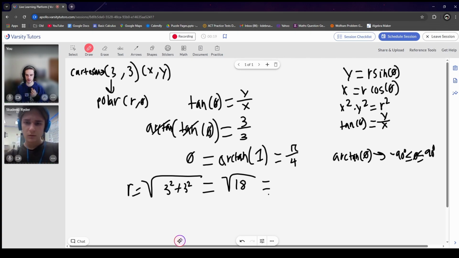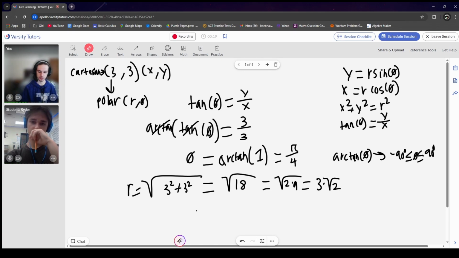Wait, what? It says times. Oh, sorry, I wrote that wrong. Okay, I was confused for a second. Yep, normal Pythagorean theorem. So square root of 18. Then we can separate this to be 2 times 9. And this is what we would write: we would say that our answer is 3 square root of 2, pi over 4.